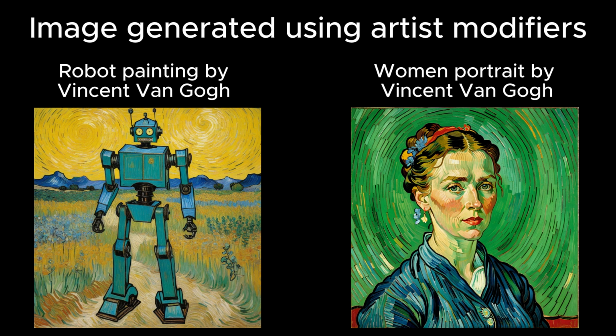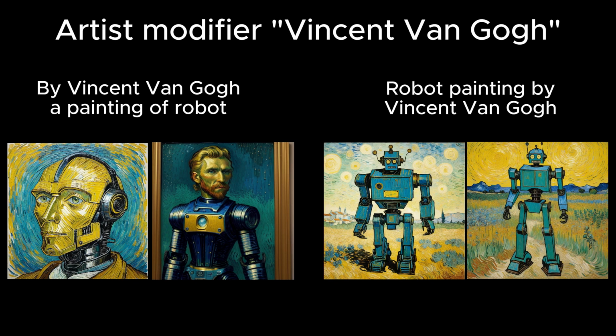Mostly, we place this type of modifier at the beginning or end of a prompt. In this example, I have generated two images. One having the modifier Vincent van Gogh at the beginning of the prompt, and the other at the end of the prompt. We can see here, the image on the left closely resembles the face of Vincent van Gogh. Next, on the right side, the image looks more like a painting with a depiction of a robot. The examples clearly show that the position of artist modifiers has a significant impact on images generated by Stable Diffusion.